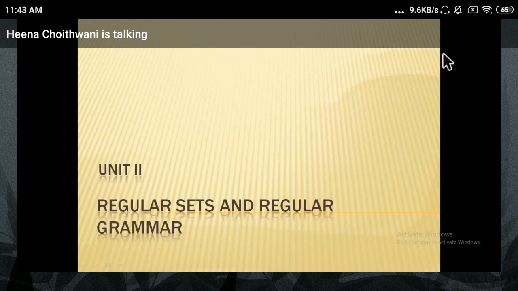In unit 2, we'll be looking at what are the regular sets and regular grammar. The definition of regular grammar we have already seen. Now we'll be looking at what are exactly regular sets and how regular grammar and regular sets are connected. And there are a few proofs on the rules of regular grammar and regular sets. So I'll be starting with regular sets. Please check.